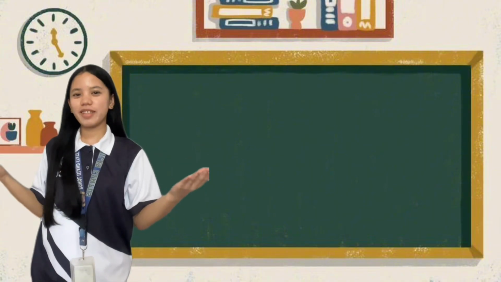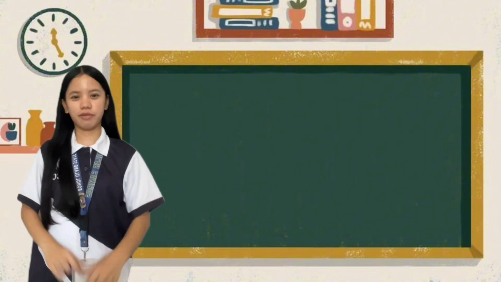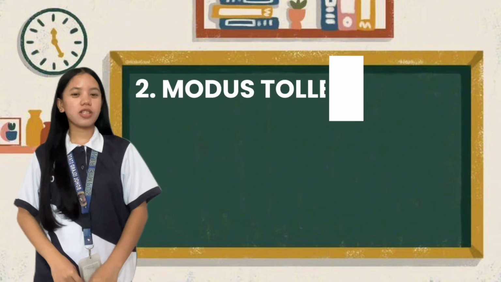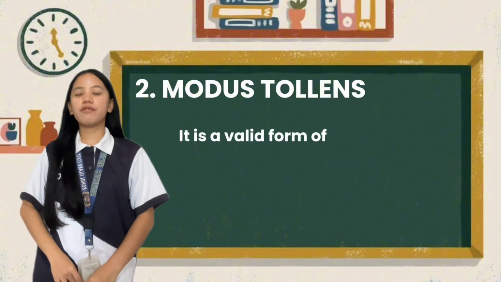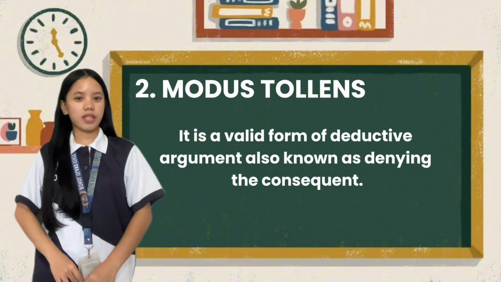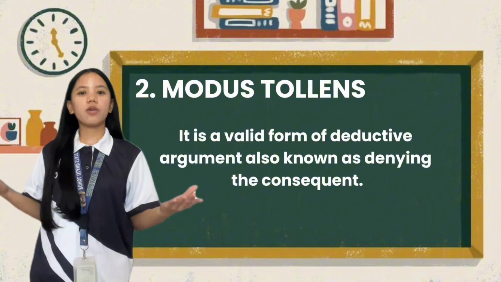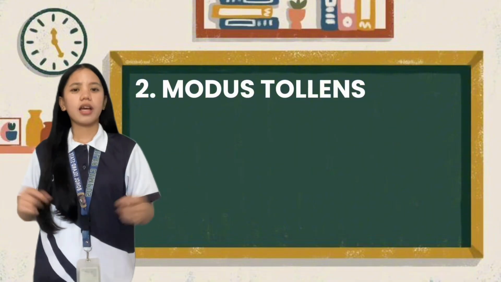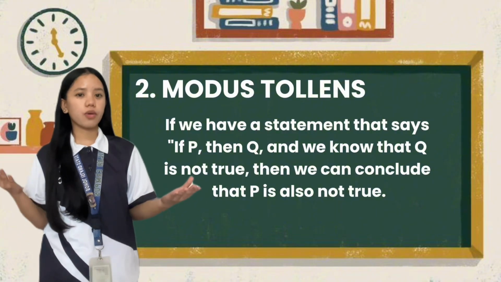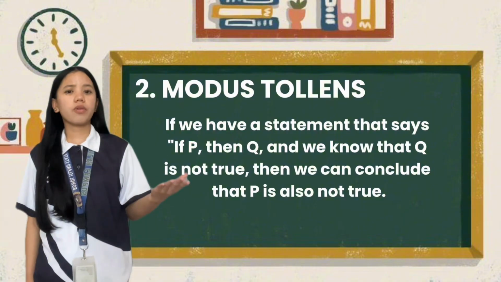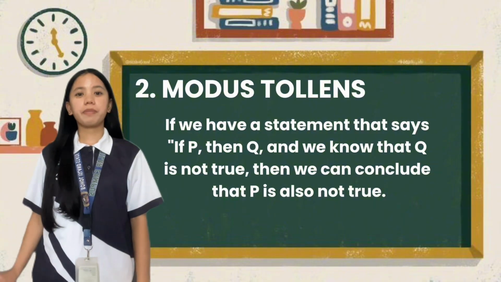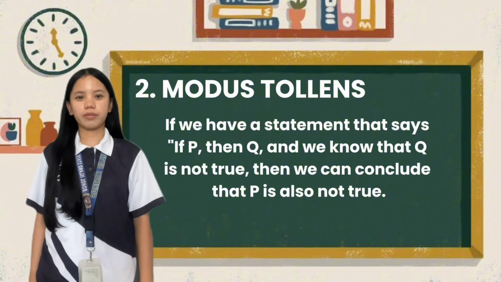Are you excited to know the second rule of inference? That's good. Now we have the modus tollens. It is a valid form of deductive argument, also known as denying the consequent. So it goes like this. If we have a statement that says P then Q, and we know that Q is not true, therefore we can conclude that P is also not true.